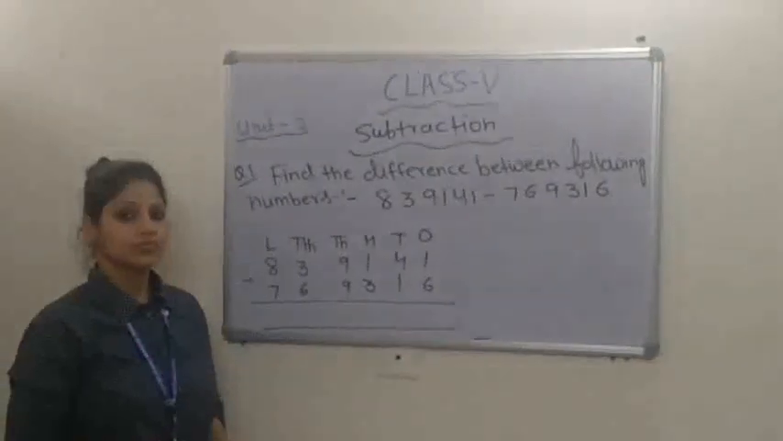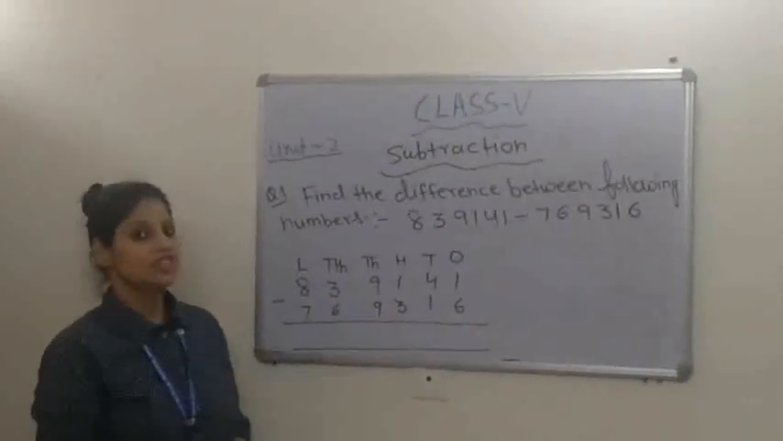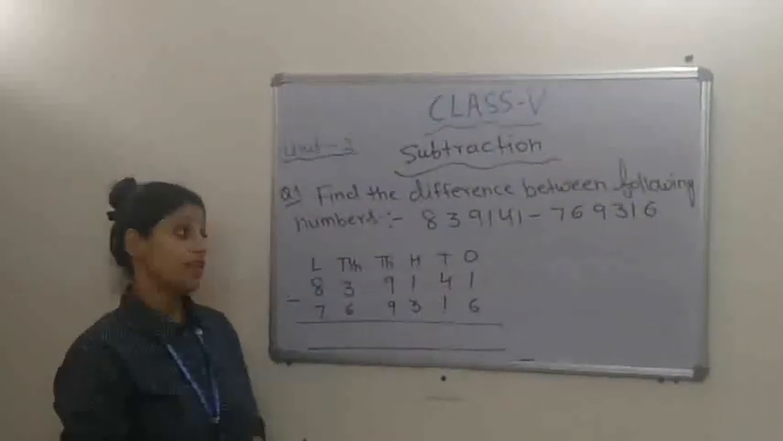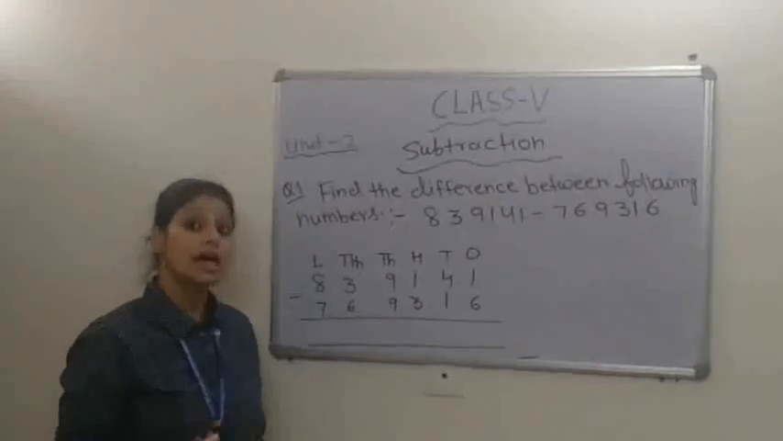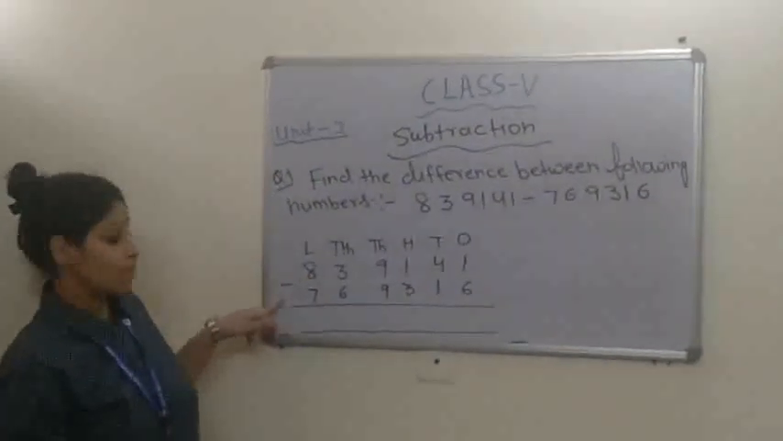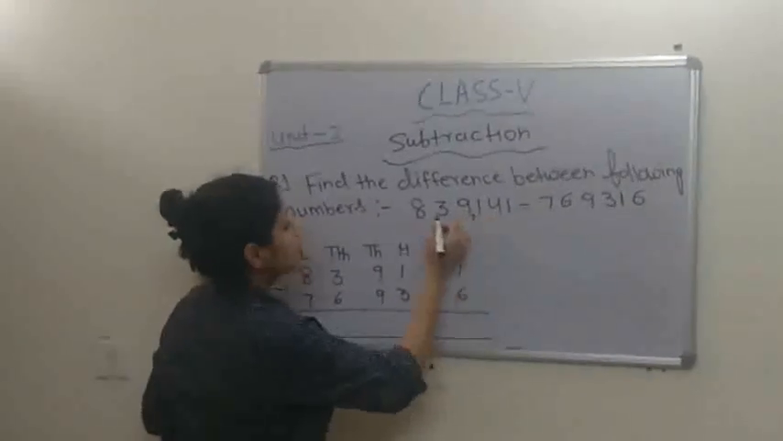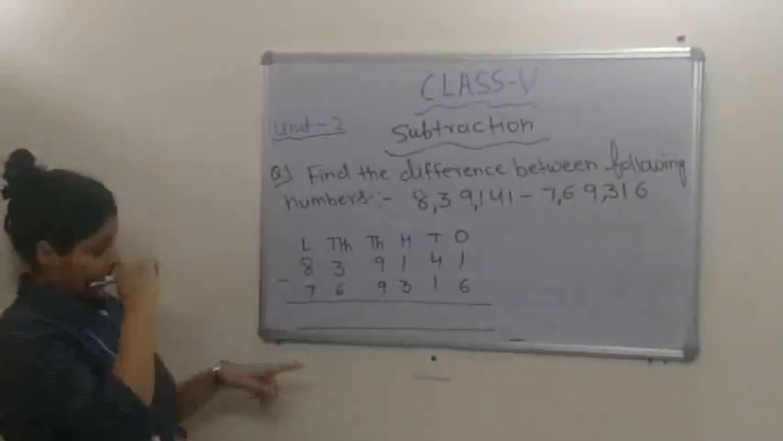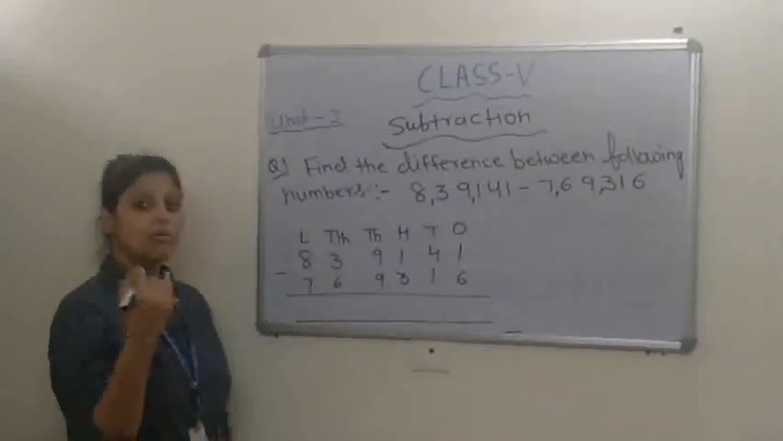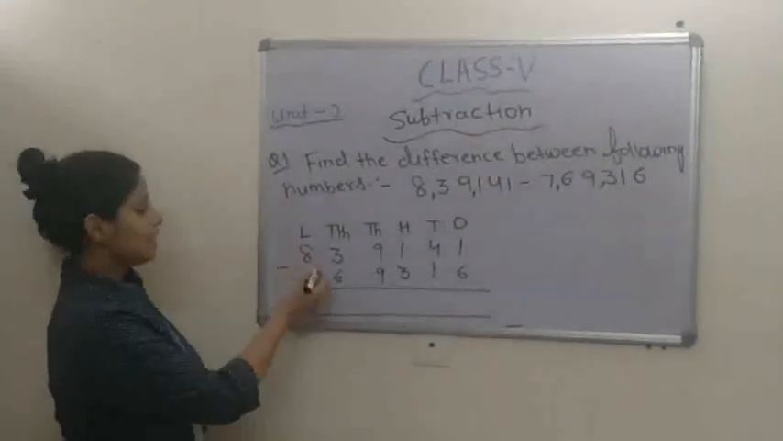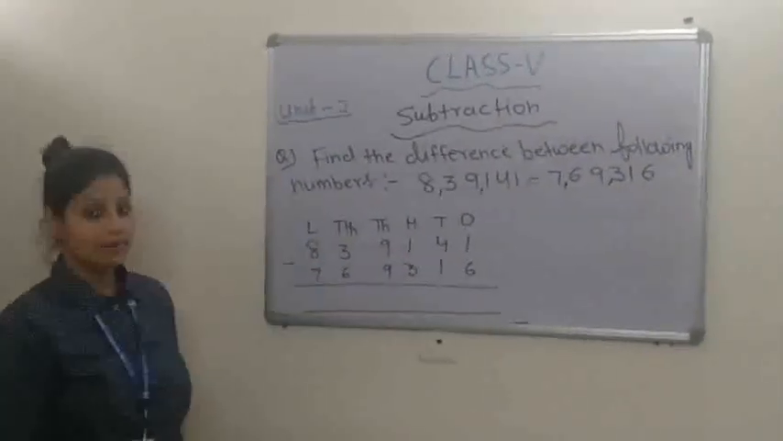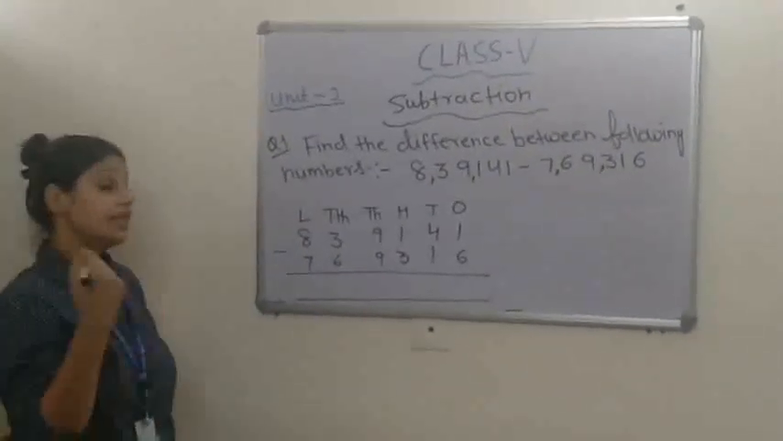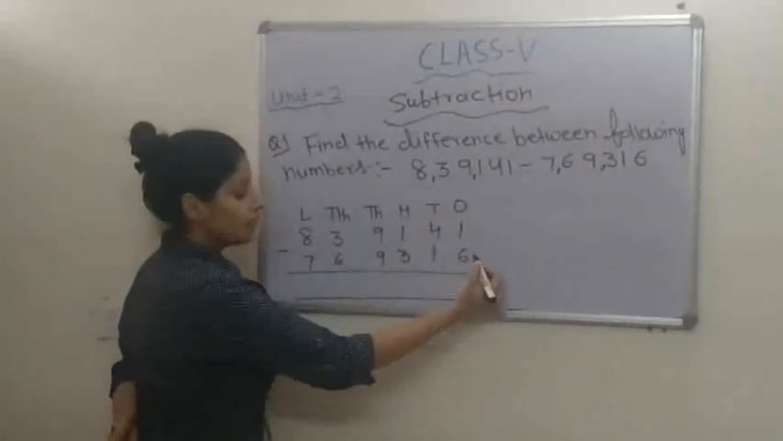Let's take one more example of subtraction. Now I have bigger numbers, as we are in class 5, so we are going to deal with bigger or larger numbers. Here I have an example of these bigger numbers. First I am marking periods as I always tell you. Then I have placed both the numbers and now I am going to subtract. The first number is 8,39,141. The next number is 7,69,316. Let's subtract them.